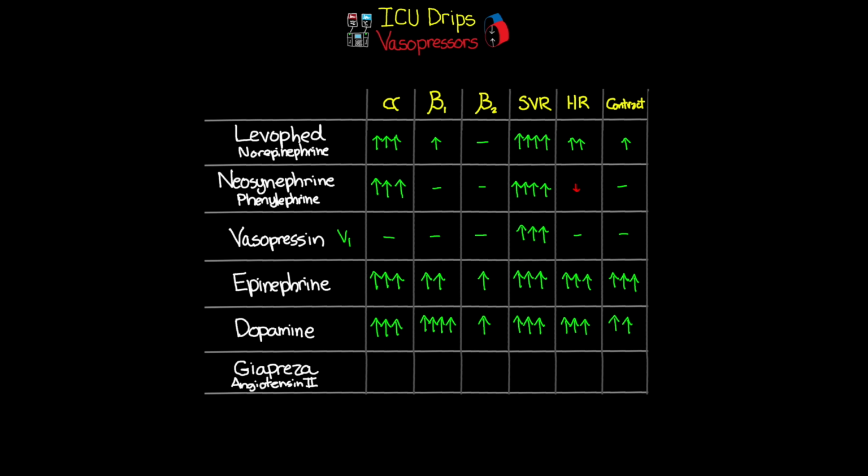Now, finally, for our Giapreza, remember that this one is an AT2 agonist. Therefore, we're not going to have effects on alpha or beta receptors. And this one's going to have a pretty decent effect on our patient's SVR, but have no impact on their heart rate and contractility. So hopefully this puts it in perspective, shows you some of the differences with these vasopressors, the receptors that they're activating, as well as the effects that you would expect to see when using these in your patient.